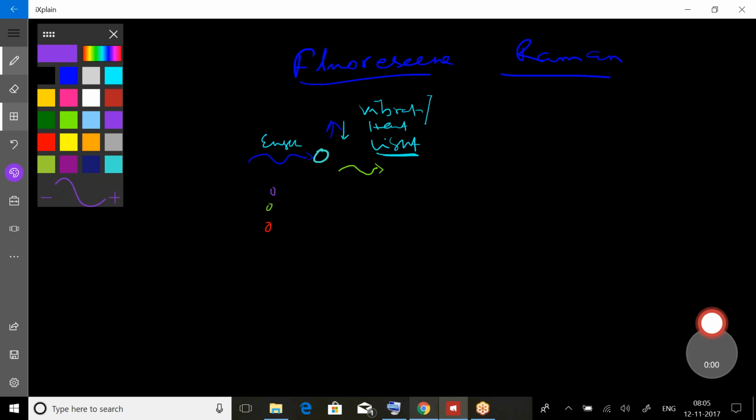It might get excited with one wavelength, say 488 nanometer. I will be referring to 488 nanometer a lot. Most of the instruments contain or provide 488 nanometer. Although the excitation remains the same, the molecules will give different emissions.